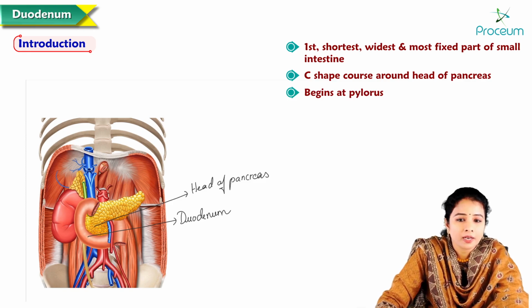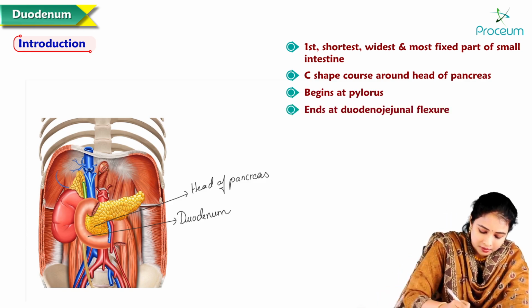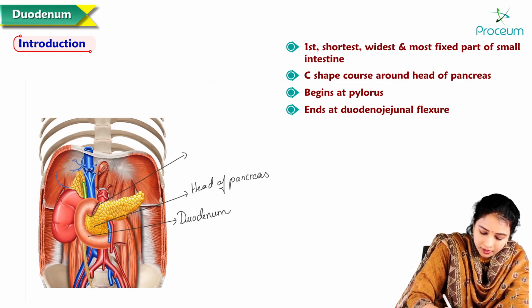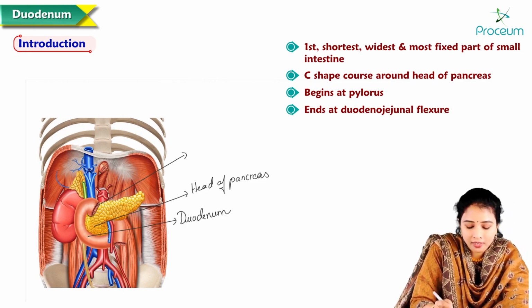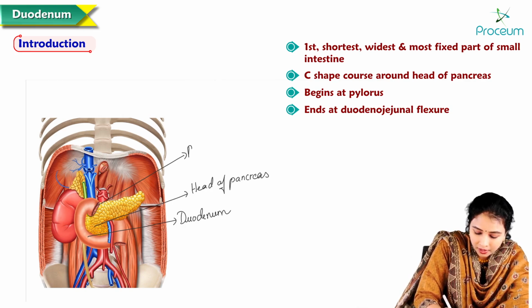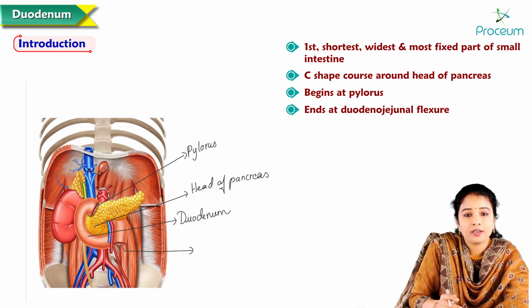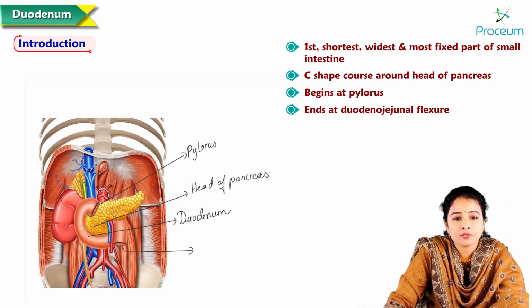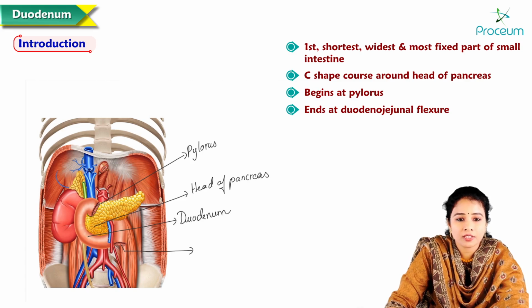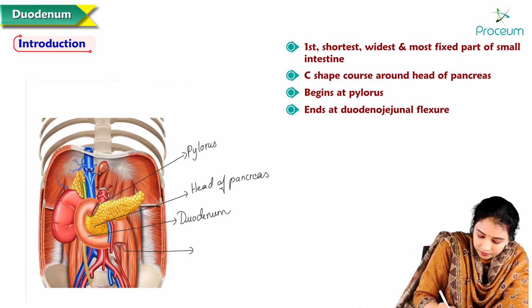It begins at the pylorus and ends at the duodenal flexure. Here the stomach is removed, so the cut part is the pyloric end of the duodenum. That is, the pylorus continues as the duodenum, and distally it continues at the duodenal flexure as the jejunum.